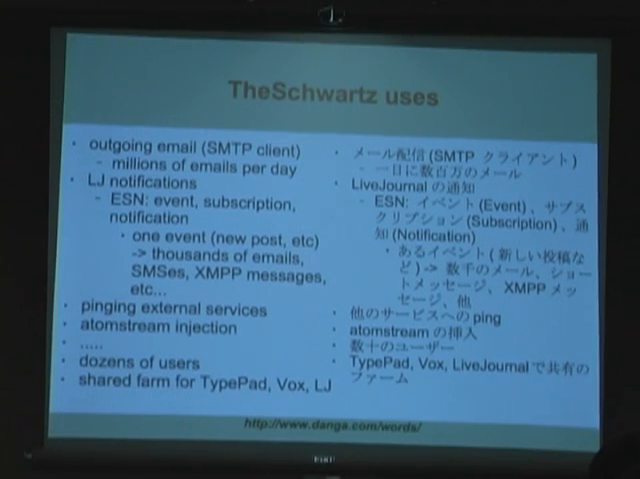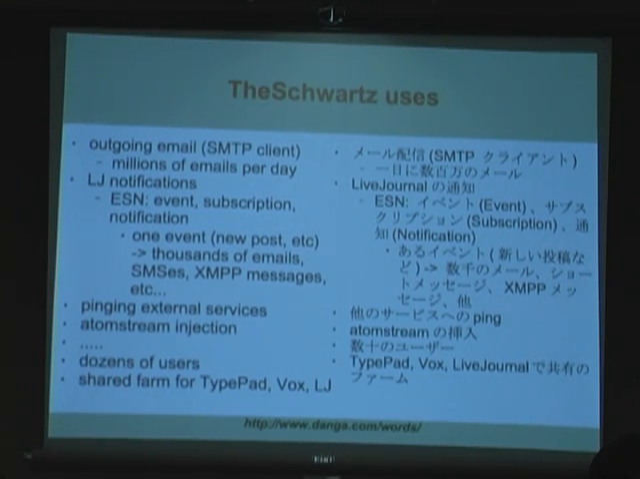So we use it for outgoing email. We send millions of emails through a day. We used to use Postfix, and we had a whole bunch of them, and it just kind of sucked. We wrote our own SMTP client that's a Schwartz job, and it's wonderful. And now I think Vox uses it too, Ben. Yeah, it's really fun. And it's like a page of code.